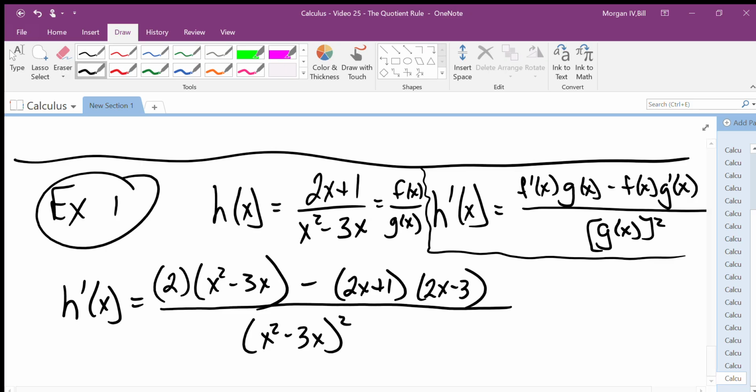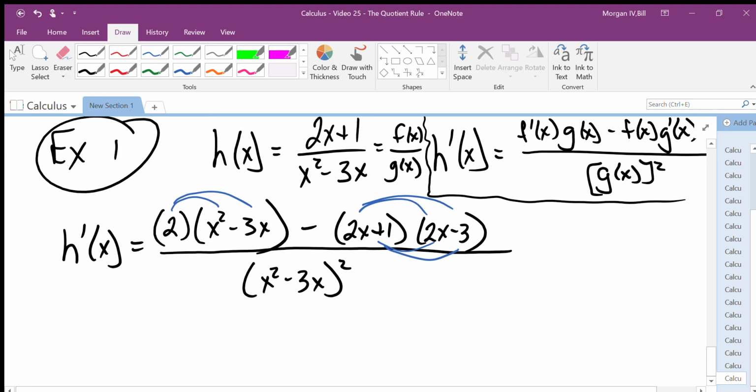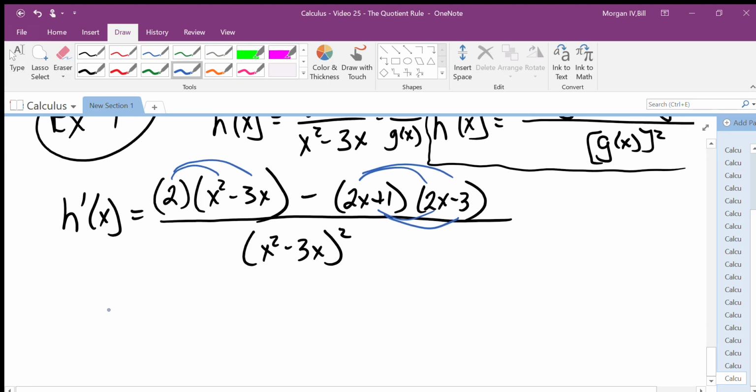When you're doing the quotient rule, you want to be able to simplify if possible, and you can often simplify these. So we're going to distribute within the numerator. We're going to take the 2 times the x squared, the 2 times the negative 3x. We're going to distribute here, like a foiling kind of thing, remembering to subtract all those terms. We're going to subtract that FOIL. So I'm going to put that FOIL, that 2x plus 1 times 2x minus 3, in parentheses. It's going to look something like this for our simplification.